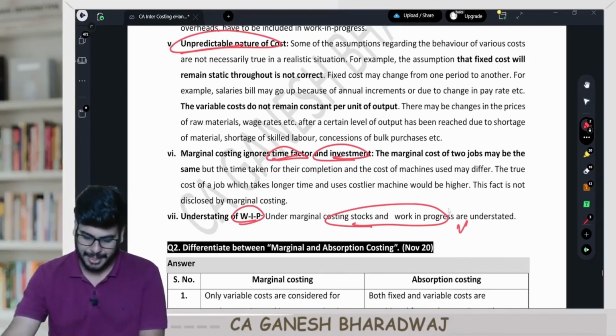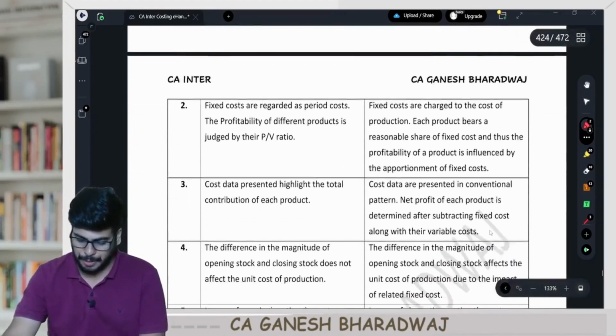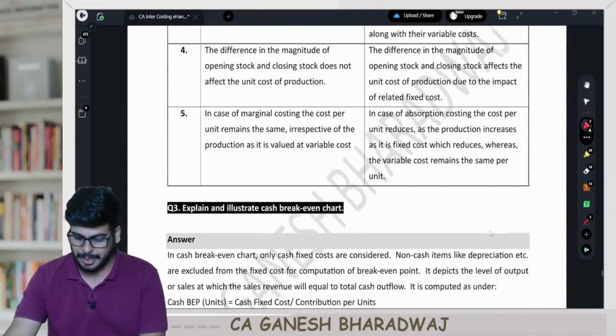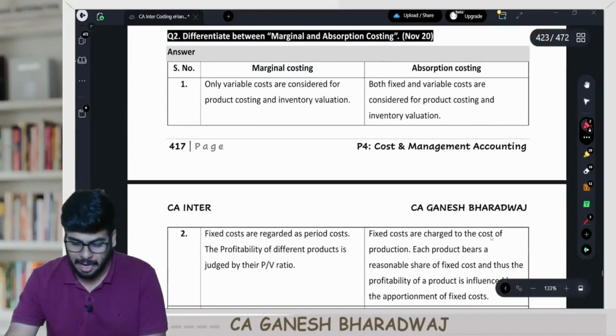Clear with this, guys? Then differentiate between marginal and absorption costing. Guys, these are some basic differences. You just go through it once. Nothing great. We have covered it in depth.